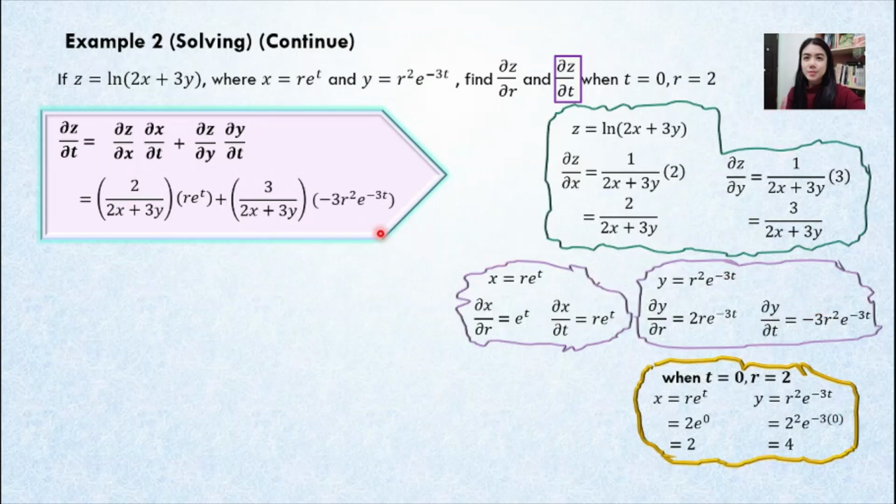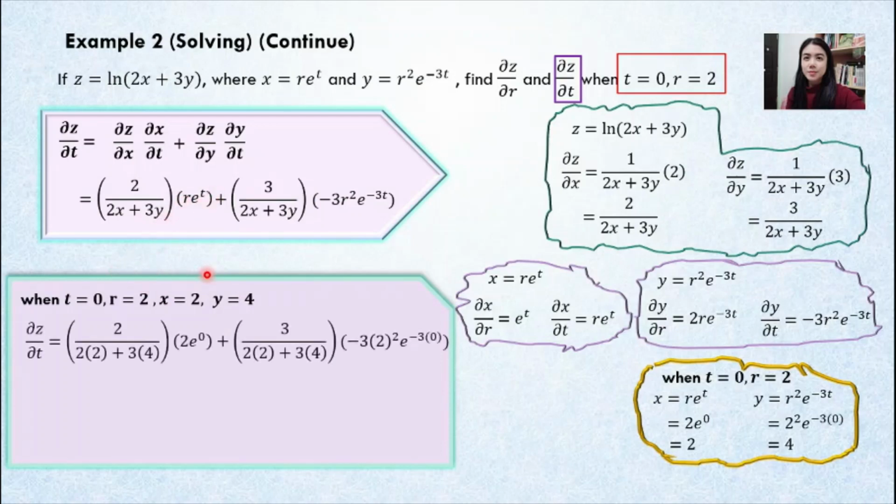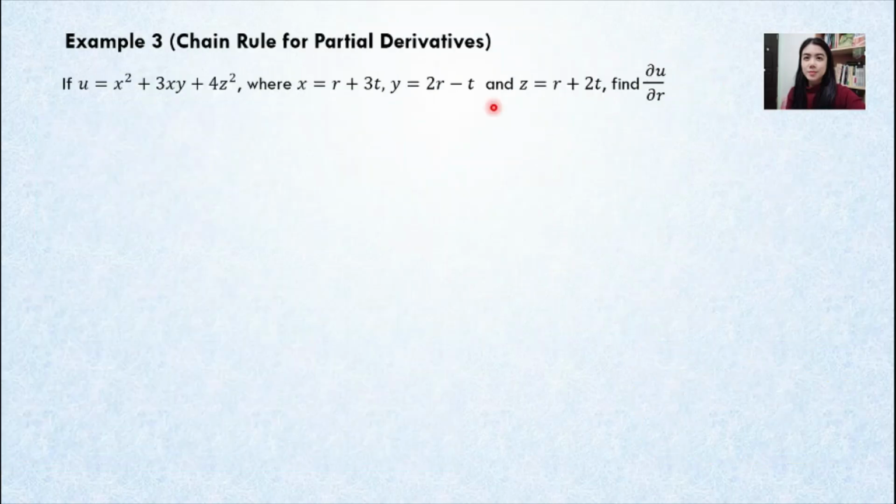Now you need to do the substitution. We know that t equal to 0, r equal to 2, x is 2, y is 4, the values that we obtained just now. So we have x equal to 2, y equal to 4, r equal to 2, t equal to 0. Then we have the next line. Simplify it, and you will have the answer of del z del t equal to negative 2.